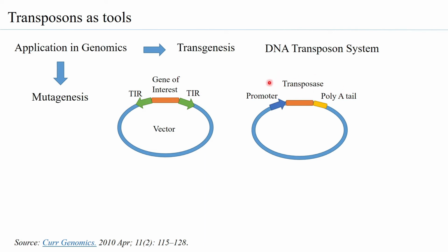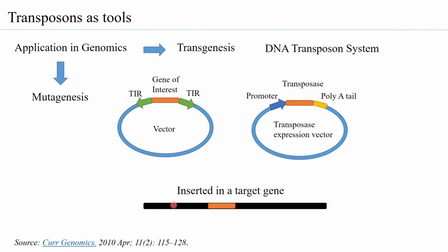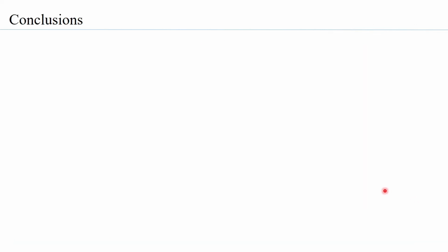Then when the transposase is formed, it is able to insert this gene of interest into a target. Suppose this is the target DNA, then due to the transposase being able to integrate, the gene of interest gets integrated into the target gene. This is how you can transfer a gene of interest into a particular genome of choice. This is how you can have the DNA transposon system used to carry out transgenesis. So let us make the conclusions.